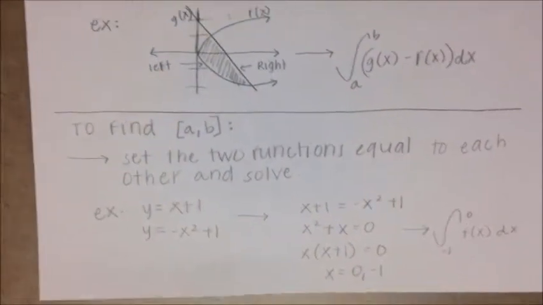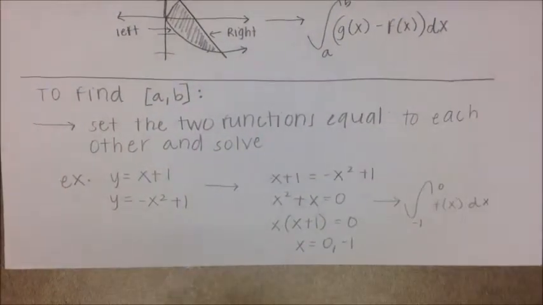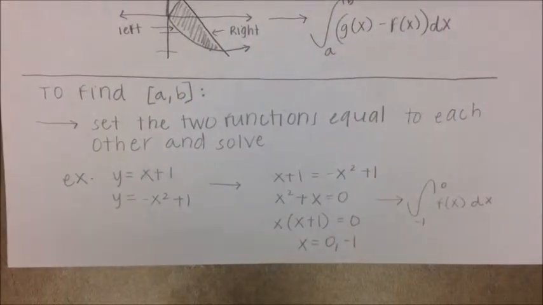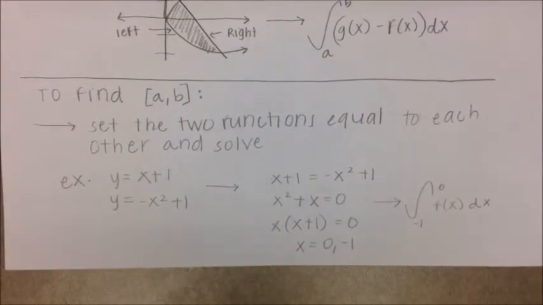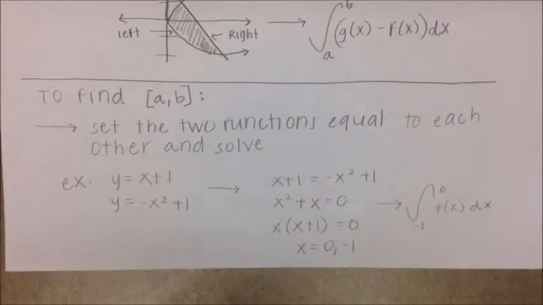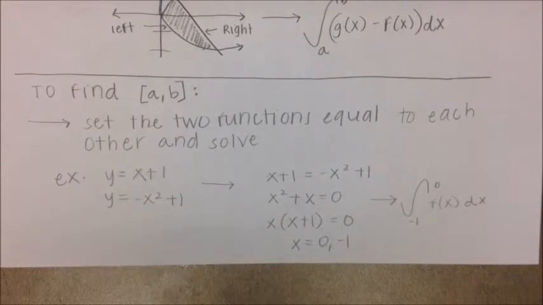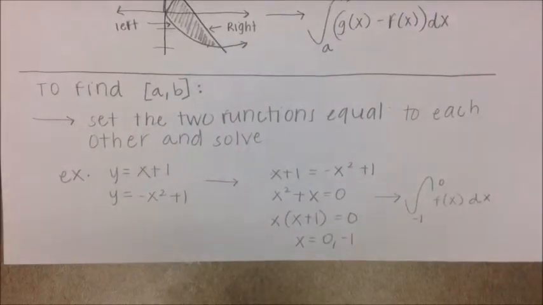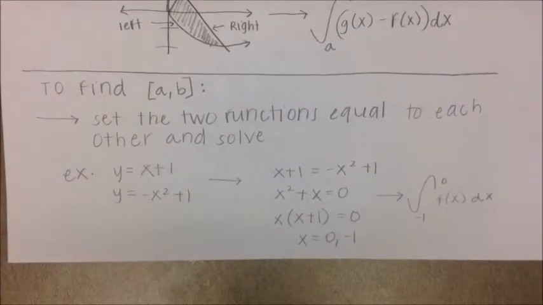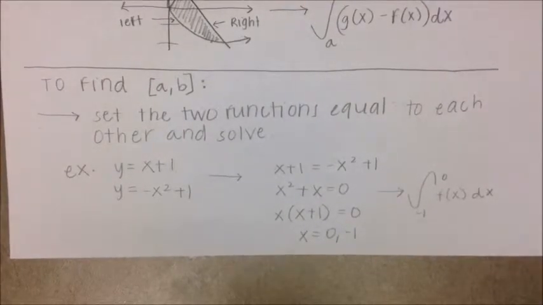To find a and b, you set the two functions equal to each other and solve, which is demonstrated below also. As you can see, I have two functions, y equals x plus 1 and y equals negative x squared plus 1. When you set them equal to each other, you solve for 0. So then you have x squared plus x equals 0. You can factor out an x to get x times (x plus 1) equals 0, and then you find your a and b, which are 0 and negative 1. Demonstrated to the right is the integral and how it would be set up. It goes from negative 1 to 0 of f of x.